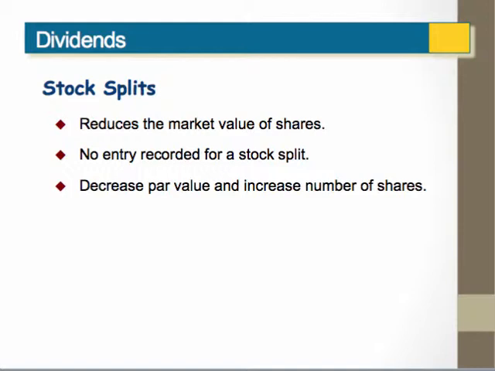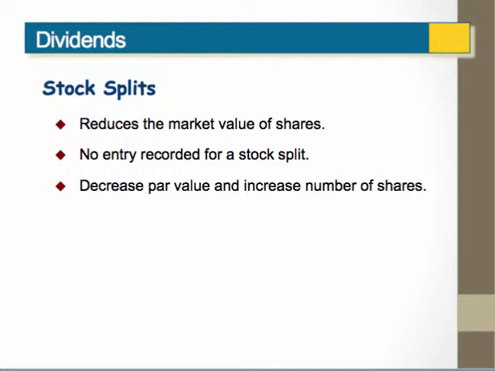Another type of return to the investor is called a stock split. Now, stock splits are favorable for investors in many cases because it reduces the market value of the shares. By reducing the market value of the shares, more people will hopefully be willing to buy the stock if the stock was available for sale. Now, that sounds like a bad thing for stockholders, except that while the market value is decreased in a stock split, the number of shares are going to be increased to the shareholder.